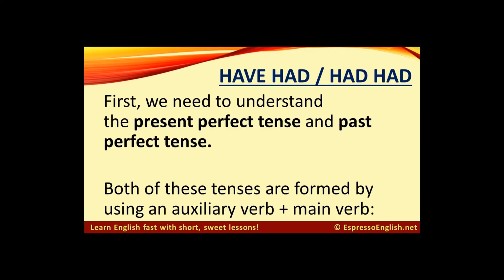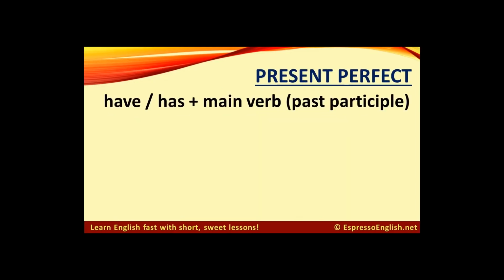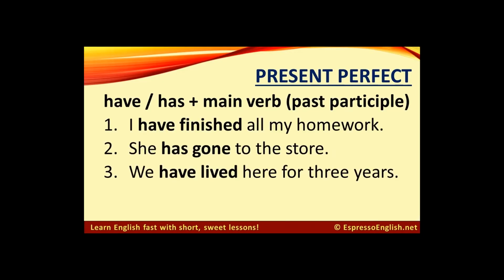Both of these tenses are formed by using an auxiliary verb plus a main verb. The present perfect is have or has plus the main verb in the past participle. For example, I have finished all my homework. She has gone to the store.